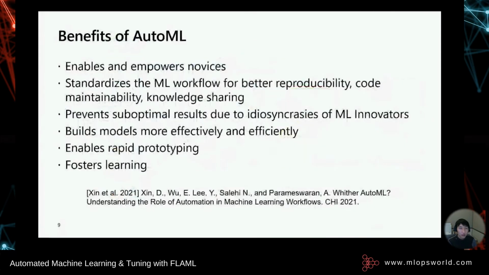Okay, what do users think about AutoML tools? There's a nice user study done by UC Berkeley. They summarized the benefits and deficiencies according to users' feedback. On the positive side, the AutoML tools empower novices, standardize the machine learning workflow, improve the efficiency in model building and prototyping. They also foster learning and sometimes even prevent suboptimal results due to idiosyncrasies of machine learning innovators. These match pretty well with our own observations and other industrial reports.